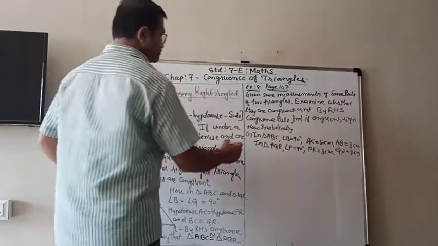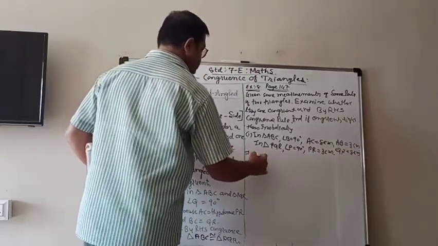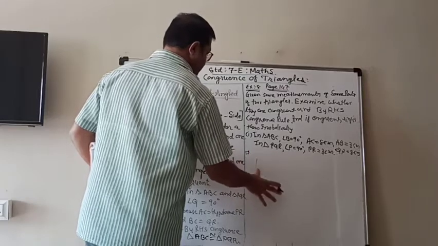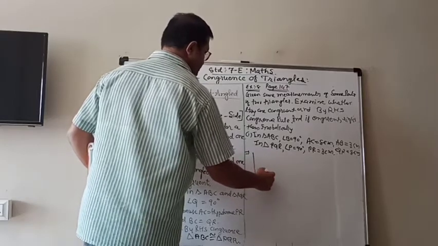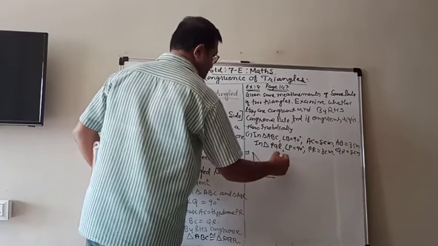Now first we will draw the figures. Now right angle triangle, so we have to draw two right triangles.